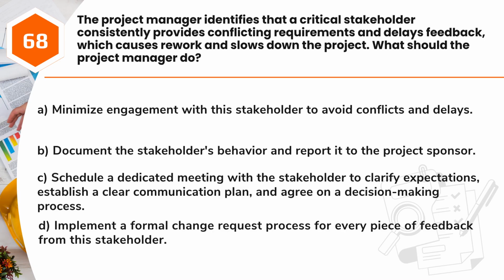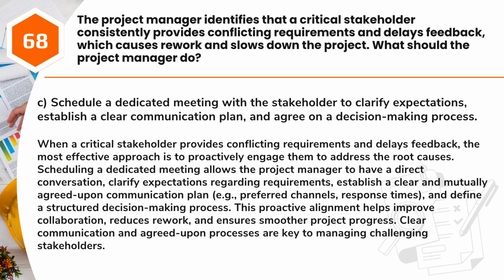The project manager identifies that a critical stakeholder consistently provides conflicting requirements and delays feedback, which causes rework and slows down the project. What should the project manager do? A. Minimize engagement with this stakeholder to avoid conflicts and delays. B. Document the stakeholder's behavior and report it to the project sponsor. C. Schedule a dedicated meeting with the stakeholder to clarify expectations, establish a clear communication plan, and agree on a decision-making process. D. Implement a formal change request process for every piece of feedback from this stakeholder.